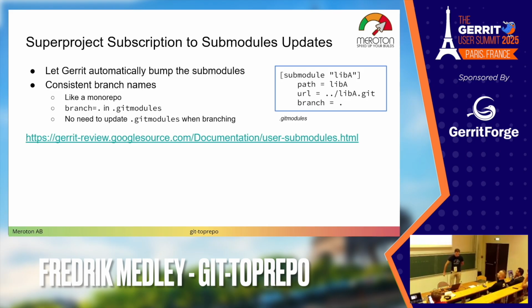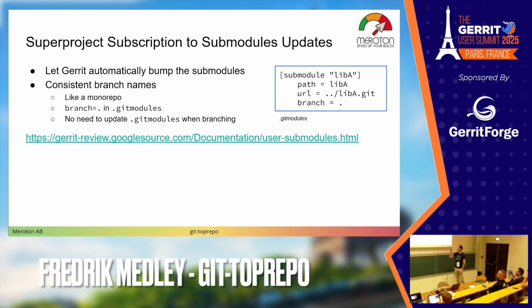Now, upgrading the dependents is easy with Gerrit, because there is something called, let me try to pronounce this, super project subscription to submodule updates. It says so on that link, I promise. So let Gerrit automatically bump the submodules if we track dependencies with submodules instead of, for example, Google repo using manifest XML. But with submodules, add branch equals period into your .gitmodules and also do some configuration in Gerrit.